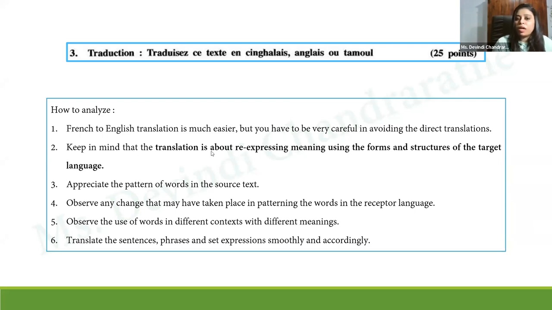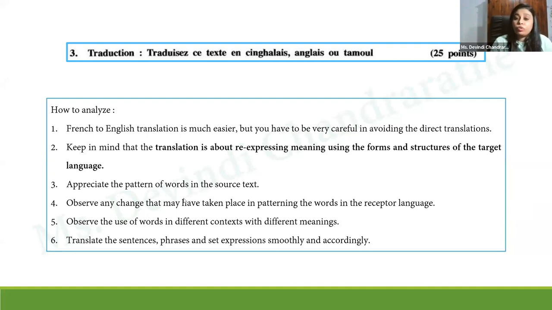Keep in mind that translation is about re-expressing meaning using the forms and structures of the target language, right? This is not something where you say, this is in French, and you are not going to say that complete idea in English. You are just rephrasing, re-expressing the meaning, right? So make sure that you keep that in your mind when you start doing the translation.